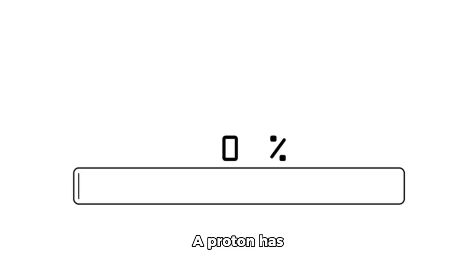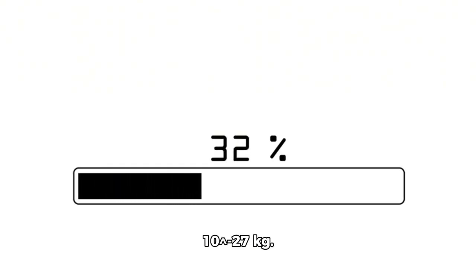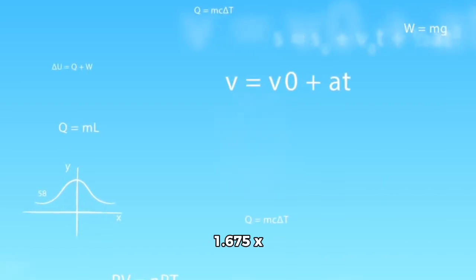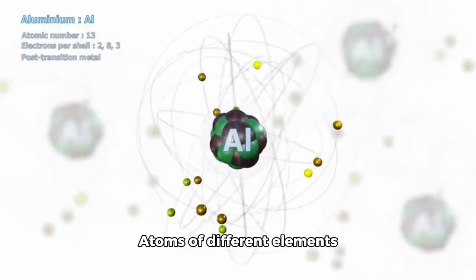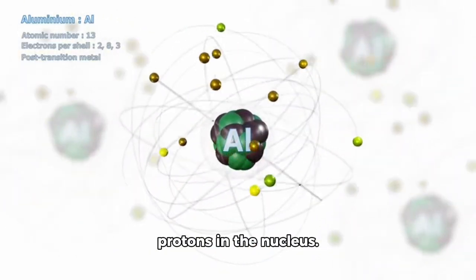A proton has a mass of 1.673 × 10⁻²⁷ kilograms. A neutron has a mass of 1.675 × 10⁻²⁷ kilograms. Atoms of different elements differ in the number of protons in the nucleus.